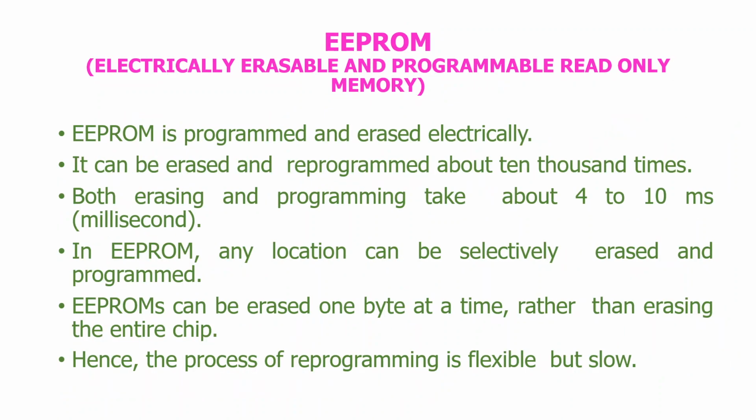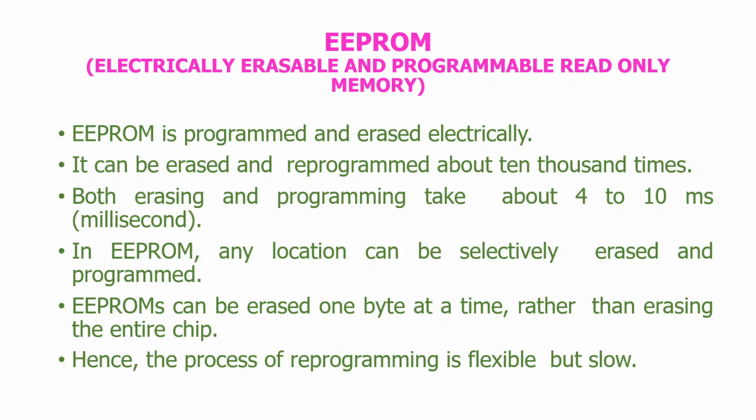So the next type is electrically erasable and programmable read-only memory. It can be erased electrically by passing an electrical signal of high voltage. Both erasing and programming take place here in 4 to 10 milliseconds, and it can be erased and programmed about 10,000 times. As many times as we want to erase, we can do.